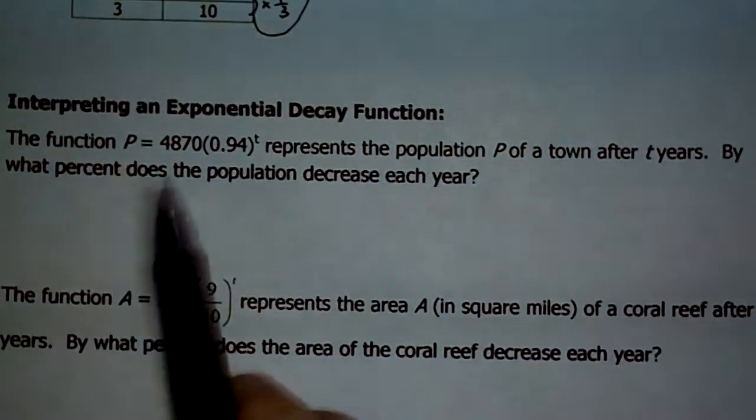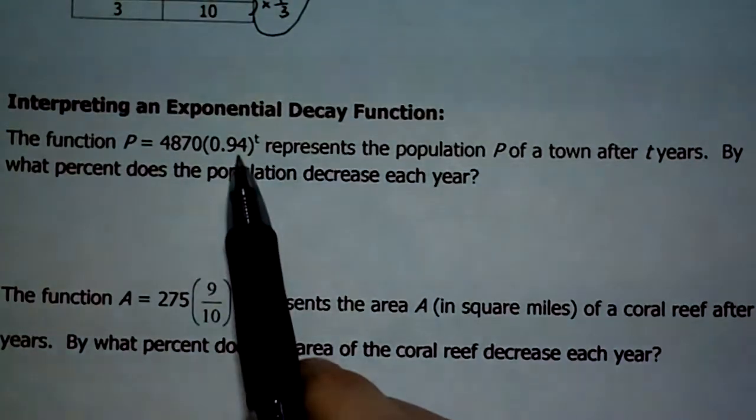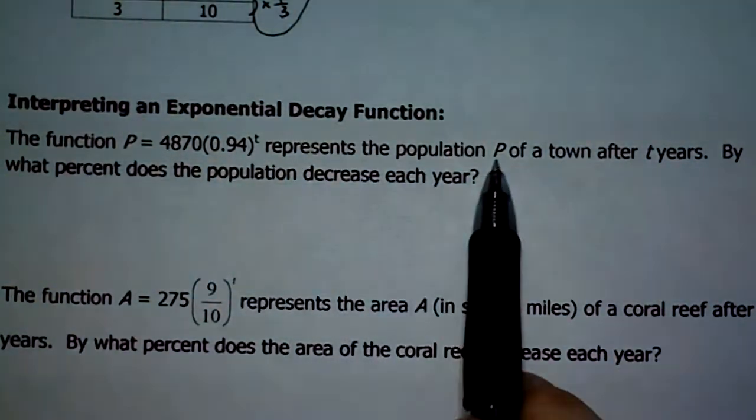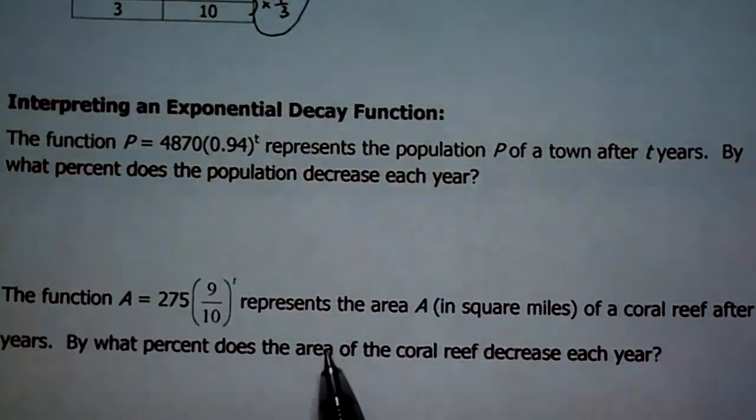The function p equals 4,870 times the quantity 0.94 to the t power represents the population p of a town after t years. I don't know that I'd want to go to a town that has a population of p. That just sounds disgusting, but maybe people go there. They really have to go there.